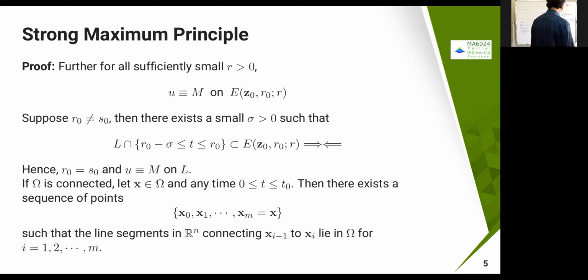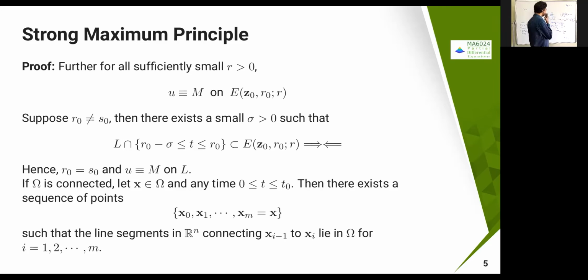Now we have one more thing. As I said, if omega is connected, then we have to prove this part. Suppose omega is connected, and choose some x arbitrarily in omega at any time t, with 0 less than or equal to t less than theta. Then you can take a sequence, with the same kind of argument as the line segment we have taken.